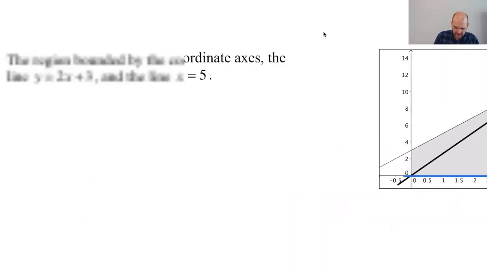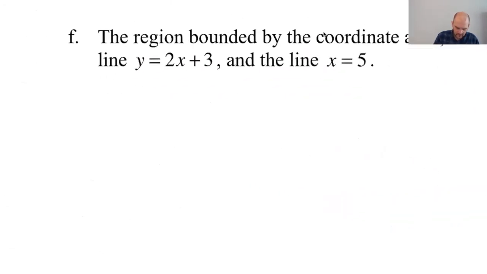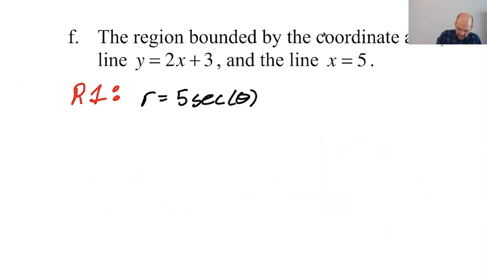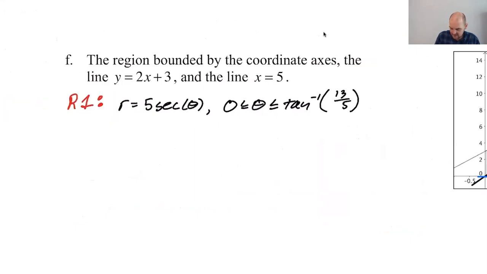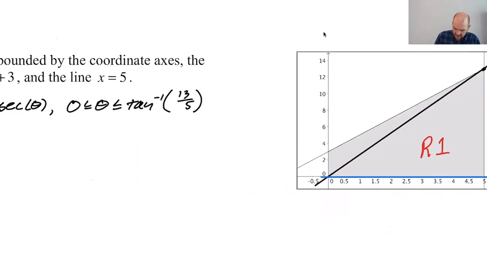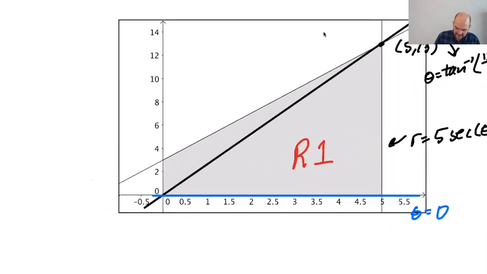Okay, so let's describe region 1. We have r is going to be 5 secant theta, and we have that theta is between 0 and the inverse tangent of 13/5. I don't think we need to use a calculator on that one. All right, next up.